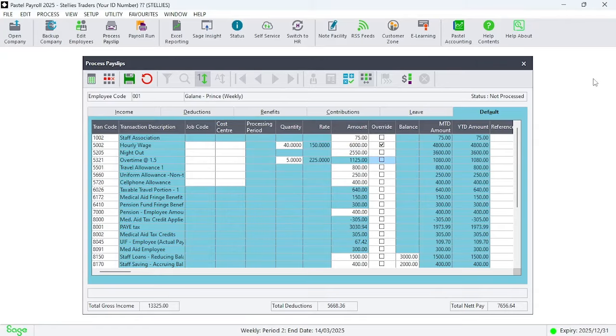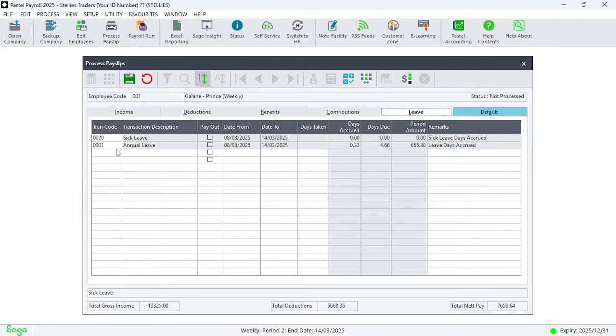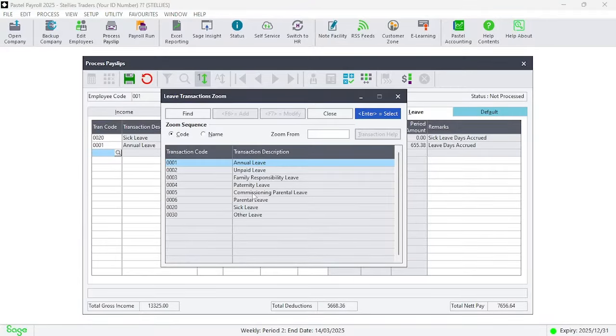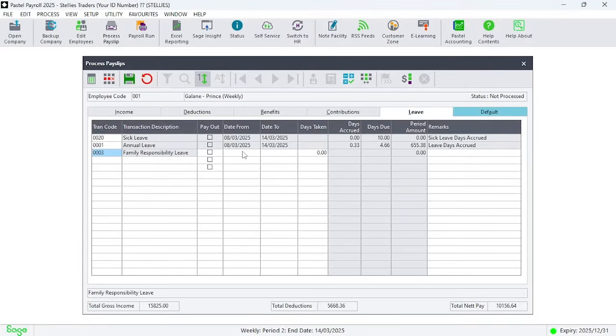Where he has taken family responsibility leave from the 10th to the 12th due to a family member passing away, here it is under leave. You will go now to leave, and here you will select family responsibility. Then key in the dates, from the 10th. Just key in the first day. That's it. The computer will calculate. The app will put in the month and the year.